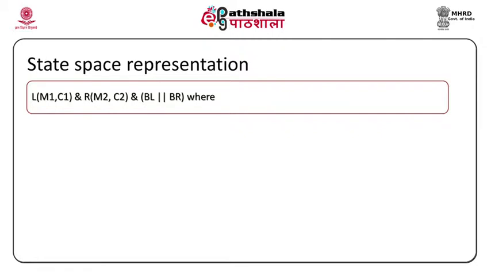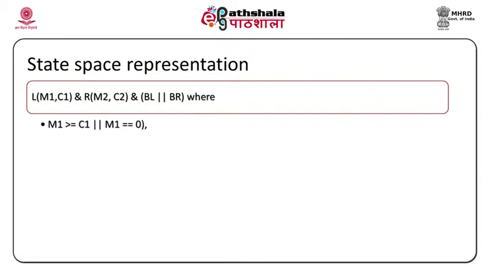Now the preconditions. Please understand, state space representation means I am defining all states using a simple formula. We have M1 missionaries and C1 cannibals on the left side, M2 missionaries and C2 cannibals on the right side, and the boat is either on the left side or the right side, where M1 is greater than or equal to C1. That is the requirement. We have already seen the number of missionaries must be greater than or equal to the number of cannibals, but that may not be true if M1 is 0.